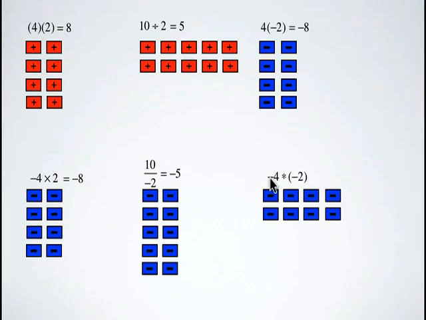But because this negative is there, we're taking away 4 groups of negative 2. Take away means add the opposite. So I need to change all of my tiles to their opposites by flipping them over. After I do that, I can see that I end up with 8 red tiles, or positive 8. And again, if we consider our rules, a negative times a negative has to give us a positive because they are the same signs.